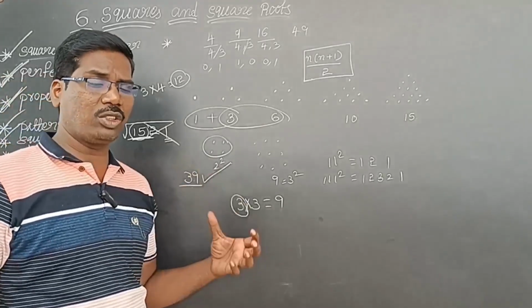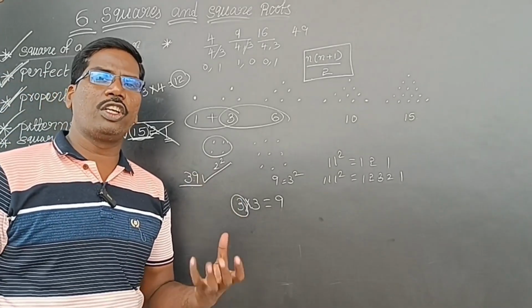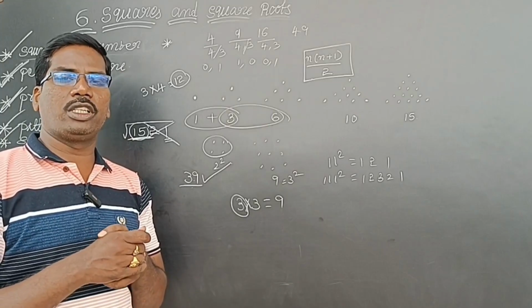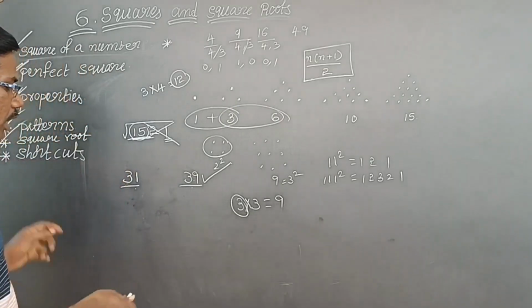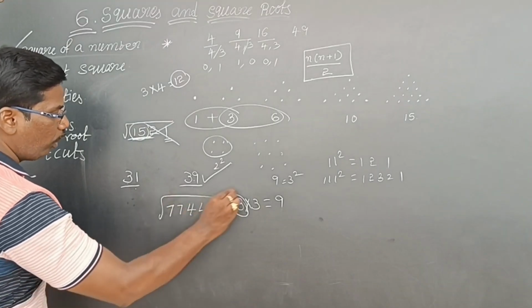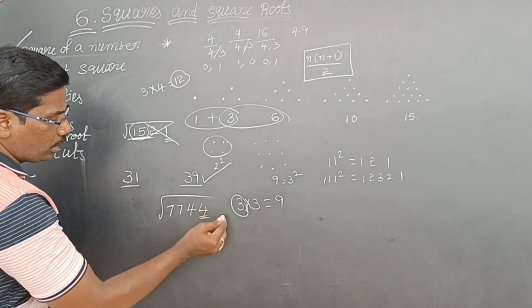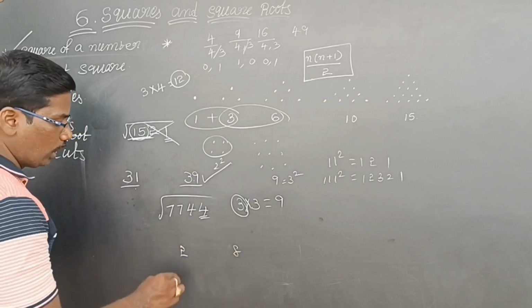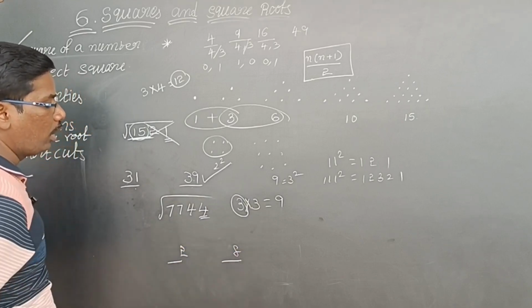This is one of the best shortcuts for finding the square root of a given number. The long division method is also good, but it is a time-taking process. Let us see one more example: 7744. I want to find its square root. The last digit 4 means the root will end in either 2 or 8. It is a 4-digit number, so the root is a 2-digit number. Now let us see here.